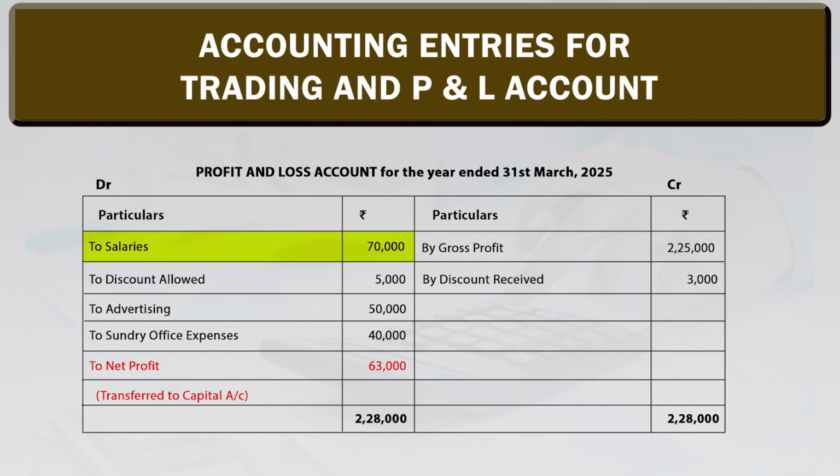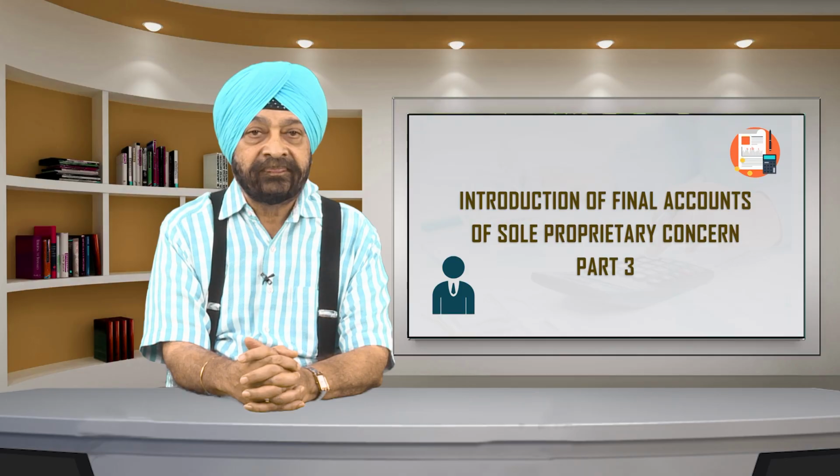Salary which we have paid is of rupees 70,000, discount allowed, that is 5,000, advertising expenses of rupees 50,000, and sundry office expenses rupees 40,000. And finally, we are having net profit of 63,000, and this amount again we will transfer to capital account, and finally, the total of both sides must be equal, and that is of rupees 2,28,000.